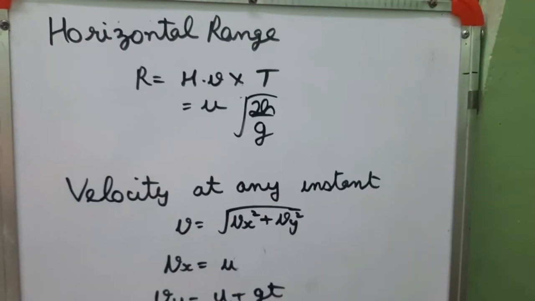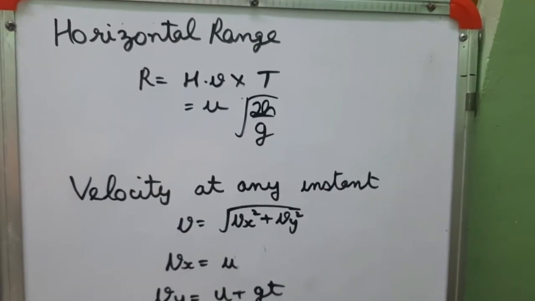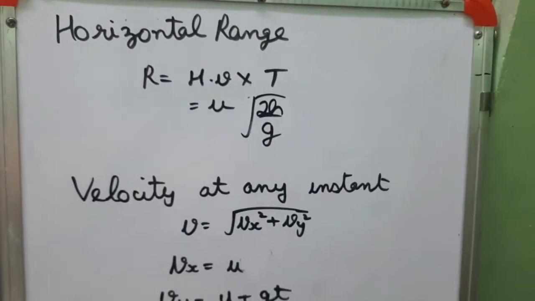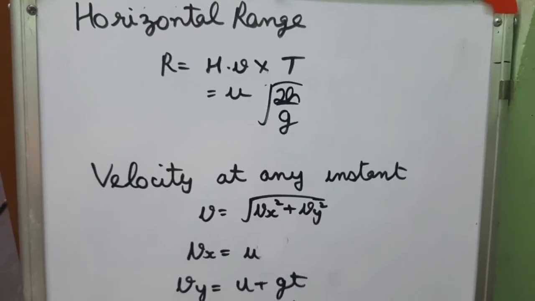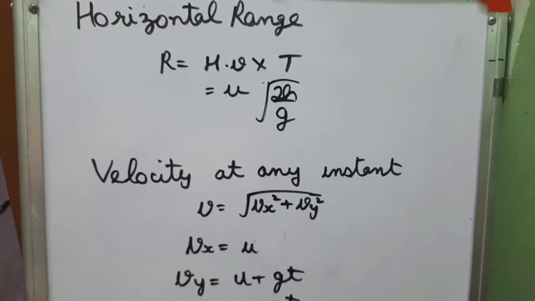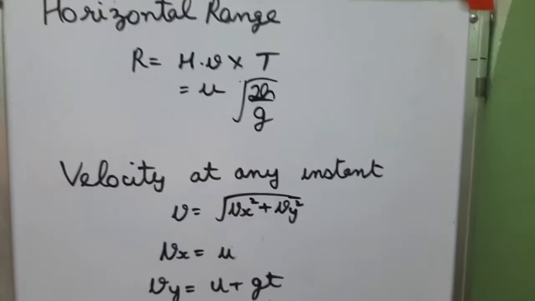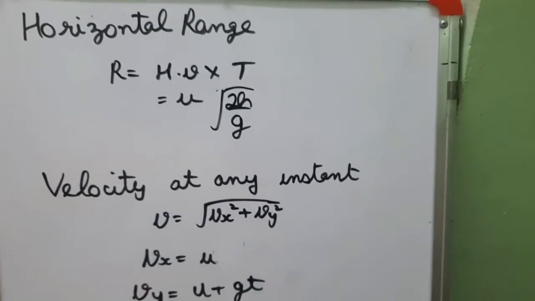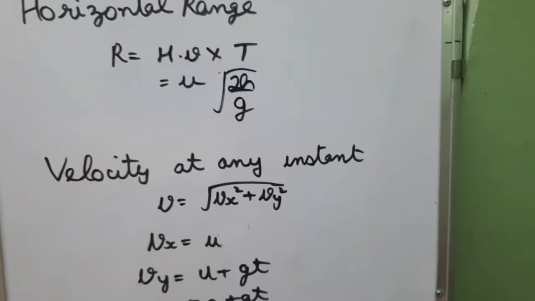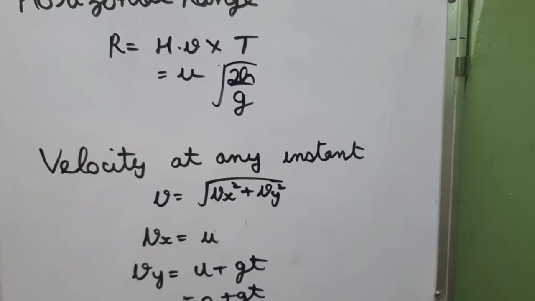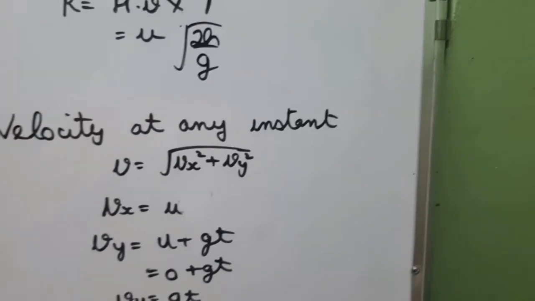Next we have horizontal range. What is horizontal range? Horizontal range is the total distance which is covered by the body which is being projected on the ground. Horizontal range, it is represented by capital R, which is equal to horizontal velocity into time of flight, which is equal to u into under root of 2h upon g.